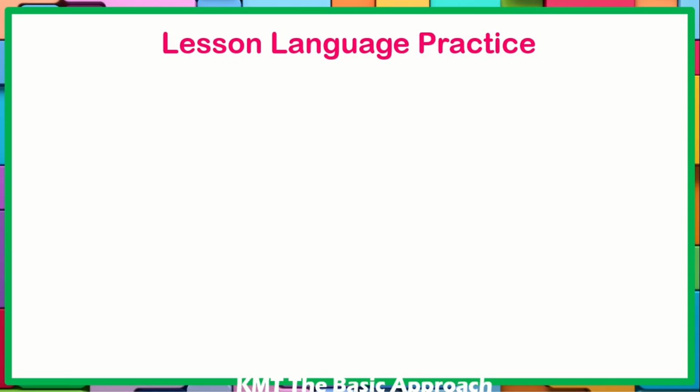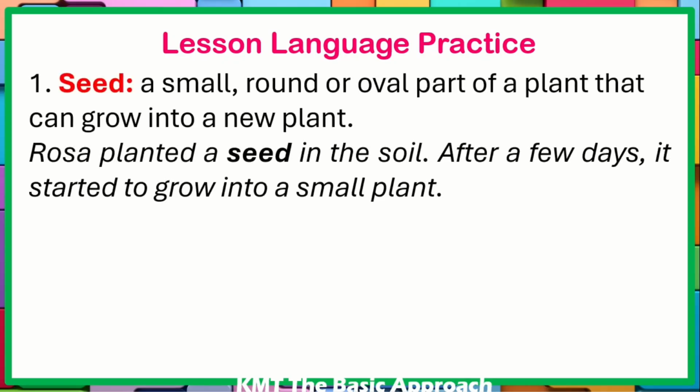Lesson language practice. Number 1. Seed. A small, round or oval part of a plant that can grow into a new plant. Sample sentence. Rosa planted a seed in the soil. After a few days, it started to grow into a small plant.